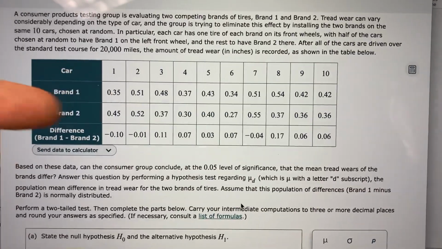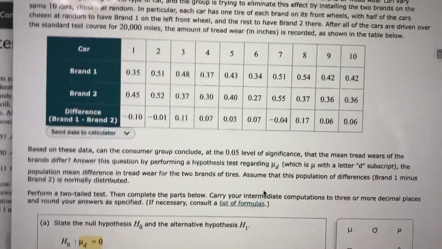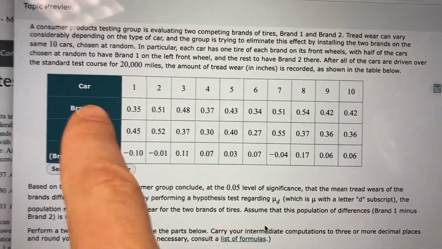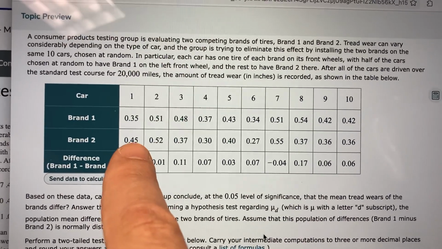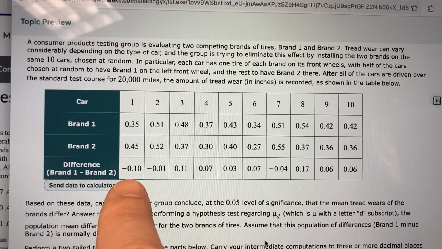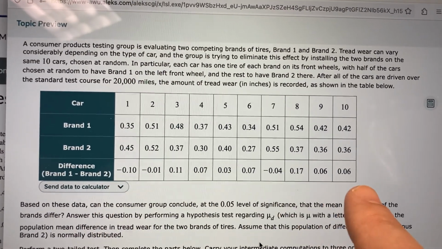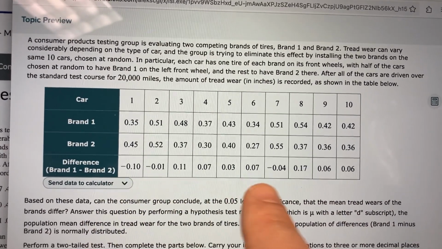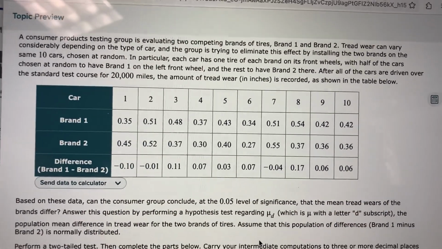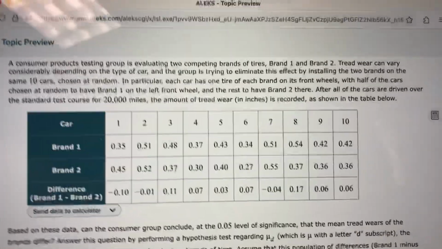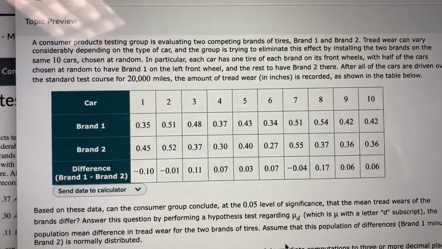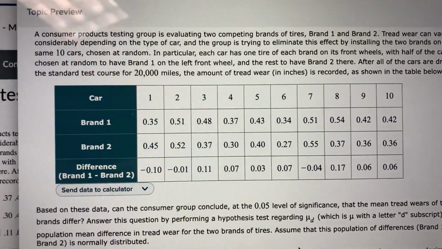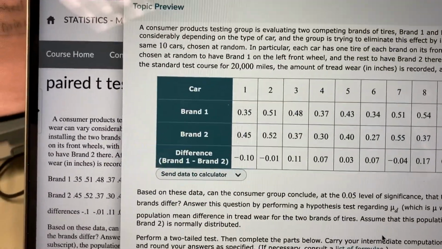So brand 1, brand 2. And you really need to treat it as before minus after. And the differences are what are going to be important in terms of how to get the test statistic. So I'm going to pull away from the computer screen, and I'm going to show you how I did this.